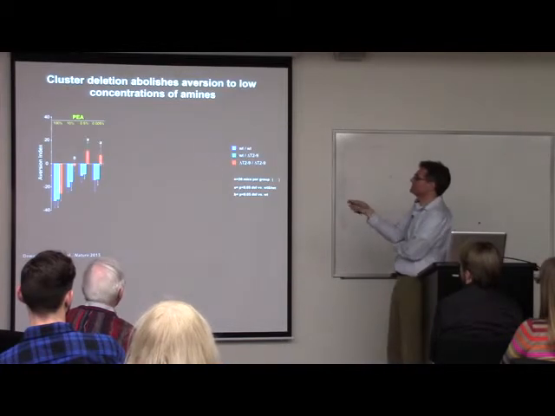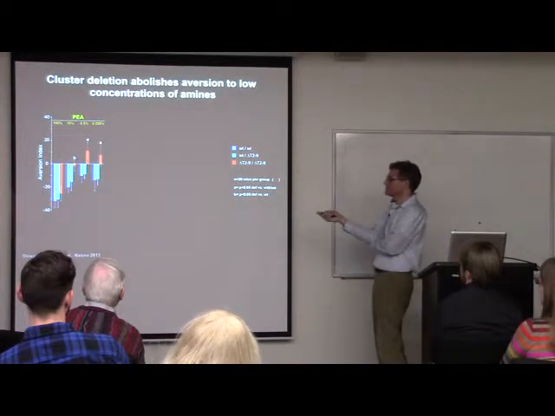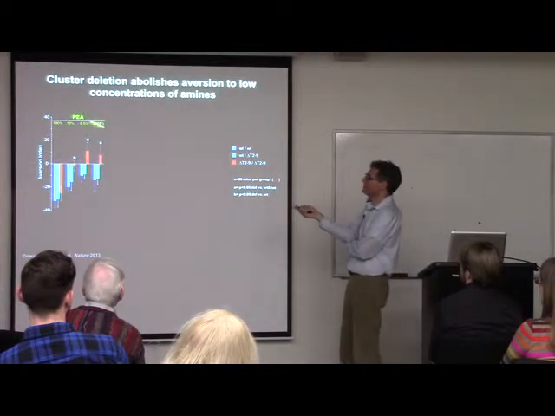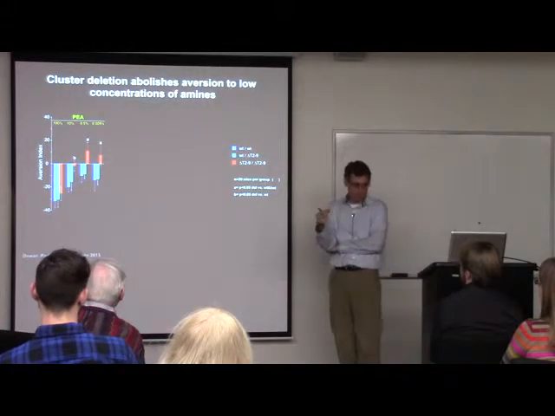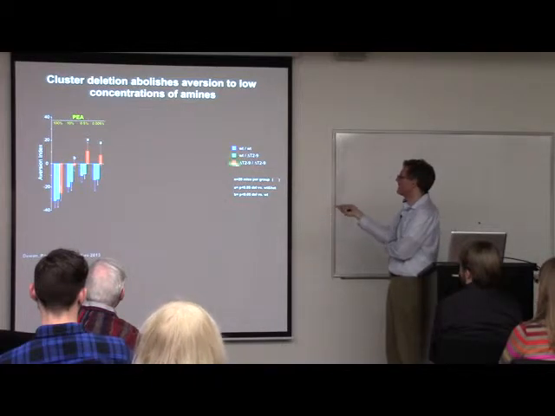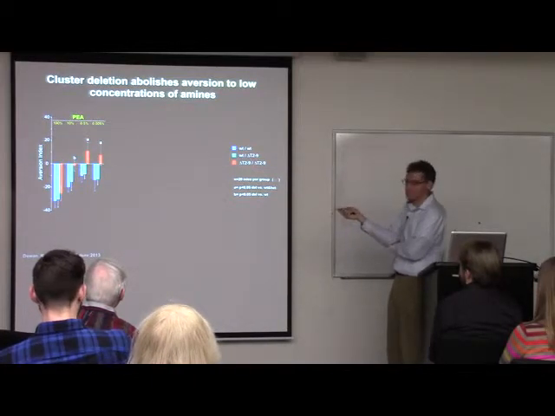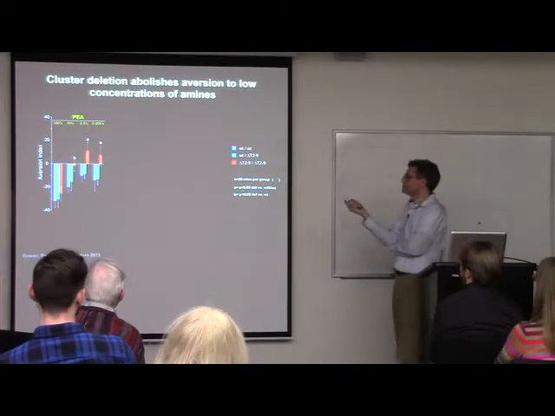What happens with the amines? So the first thing that we were able to show was that if you put on phenylethylamine at relatively low concentrations, you see a TAR-dependent aversion. That is to say, animals that have TARs show aversion. In the knockout animals, the aversion seems to be removed.